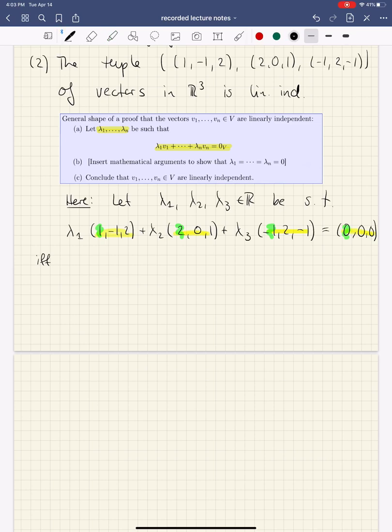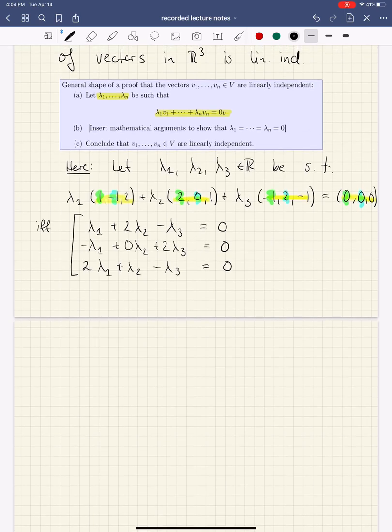In green, that means lambda 1 plus 2 lambda 2 minus lambda 3 is equal to 0. Now we look at the second coordinate. So we have here minus lambda 1, plus 0 lambda 2 plus 2 lambda 3 equal to 0. And then the last one is 2 lambda 1 plus lambda 2 minus lambda 3 equal to 0. So this whole system.